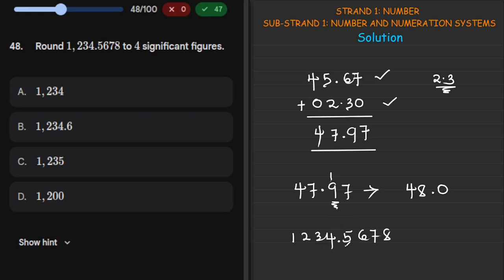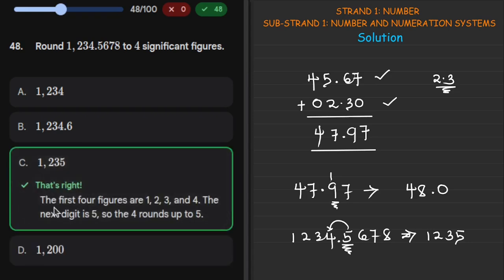Then our decider is what? 5. So our decider is going to cause us to round up because it is 5. So we are getting a 1, 2, 3, then what? A 5. That becomes our rounding to the 4th significant figure. And that here is C. As simple as that.